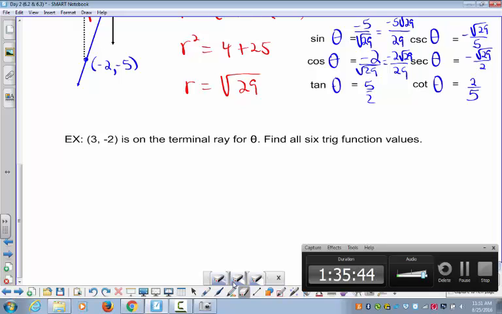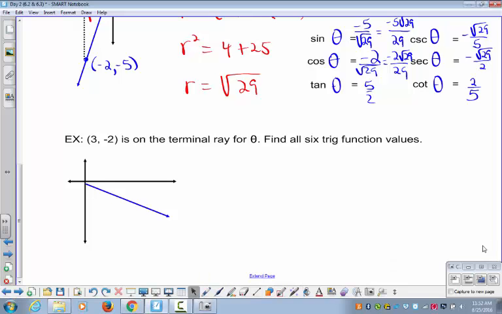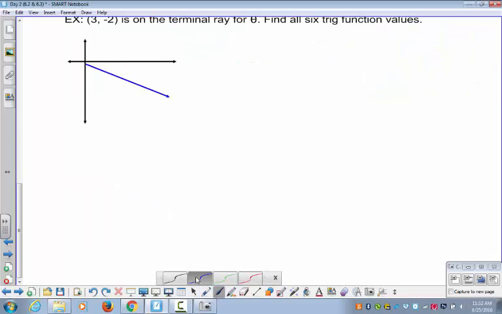All right, so let's do this one and clear up a couple of things. Pretty straightforward to draw your terminal ray there, and to put your point on it. A lot of times I'll call that the terminal point. It's on the terminal ray. Finding r is not too bad. You square both, so you get that r is square root of 13.